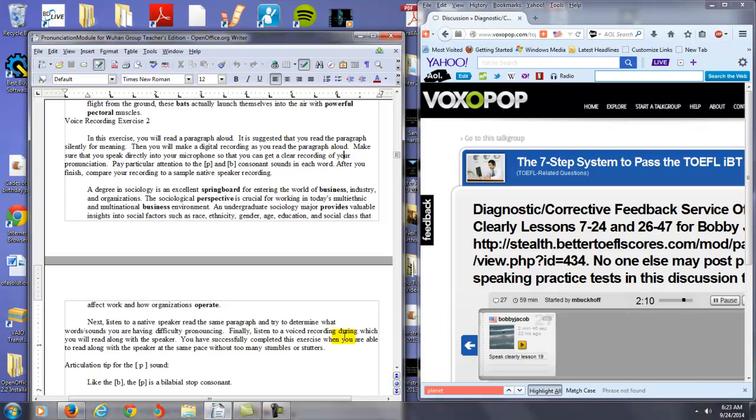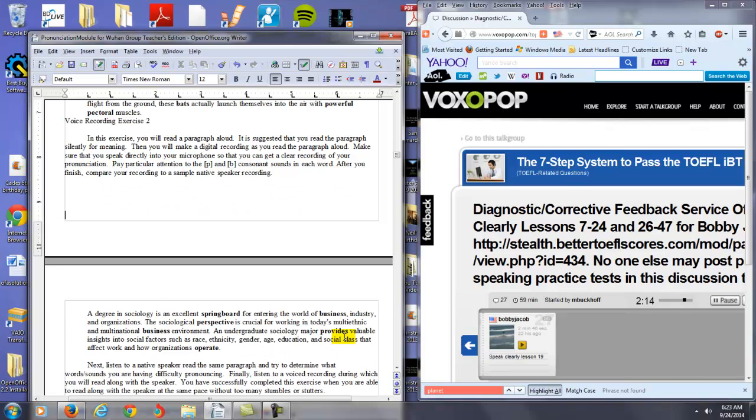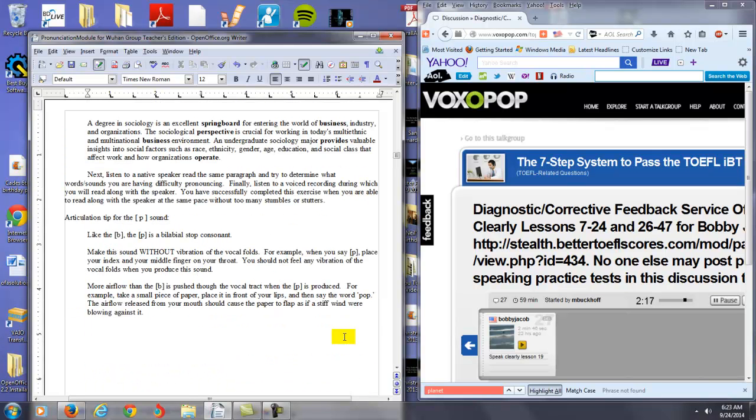Now, voice recording exercise 2. A degree in sociology is an excellent springboard for entering the world of business, industry, and organizations. The sociological perspective is crucial for working in today's... Try this word here. Working. Crucial for working in today's multi-ethnic and multinational business environment. Let's try this word here, the environment. Business environment.